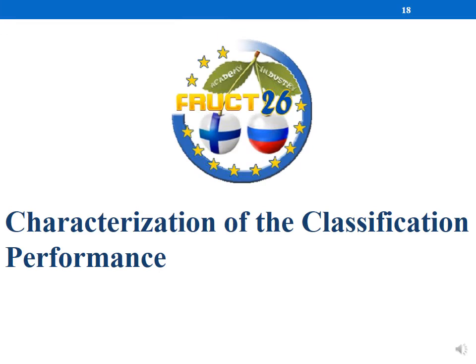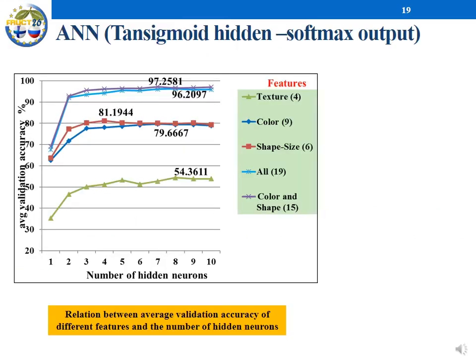For classification performance characterization, we use an ANN with these specifications: Tansig hidden and softmax output. The features used are the following: texture, where we have only 4 texture features, 9 color features, and 6 shape size features. We use all these features together, which are 19 features.